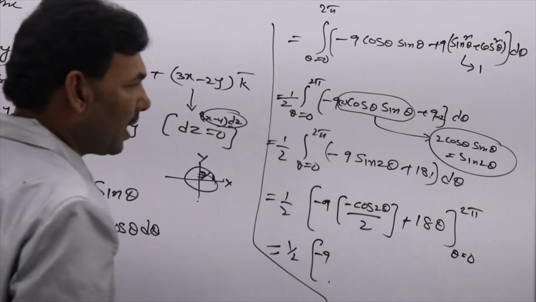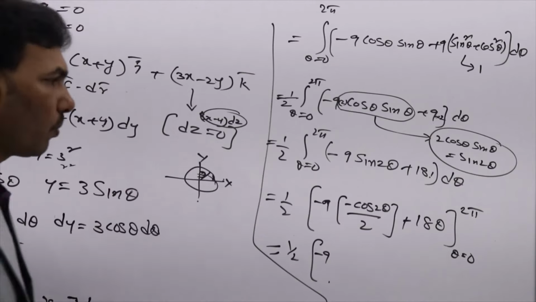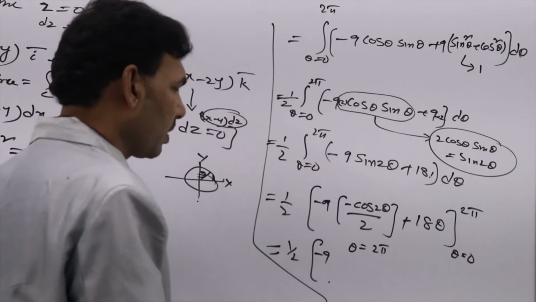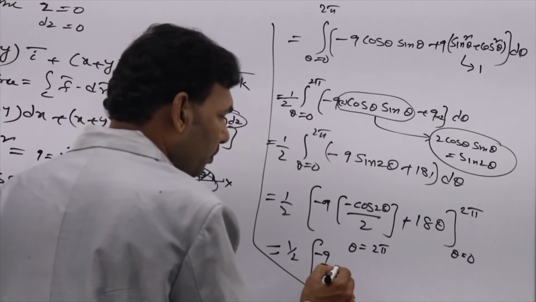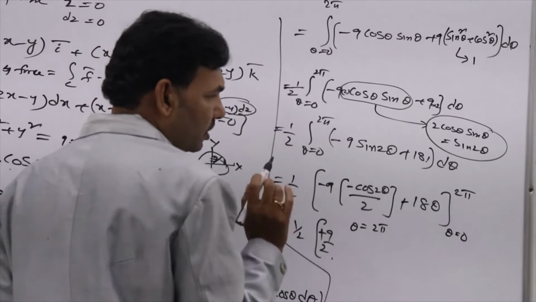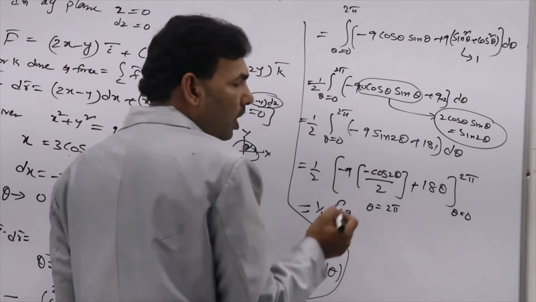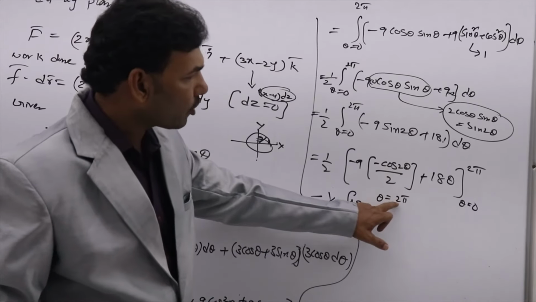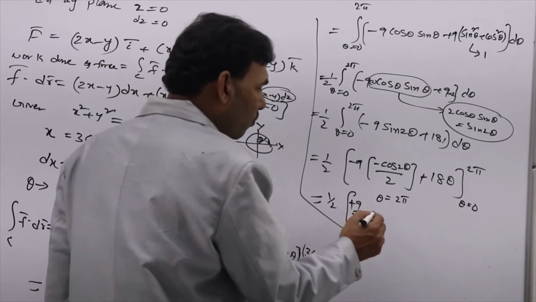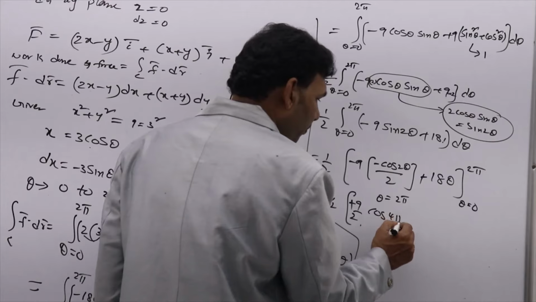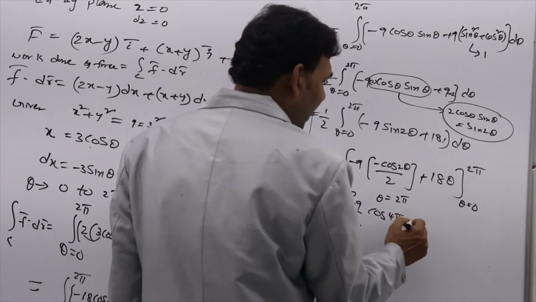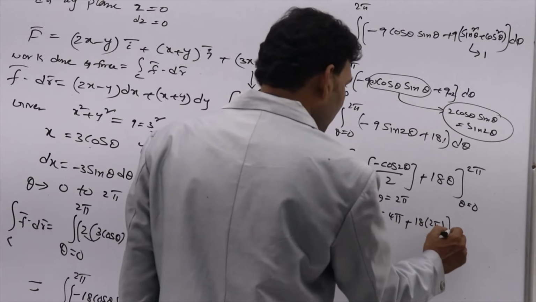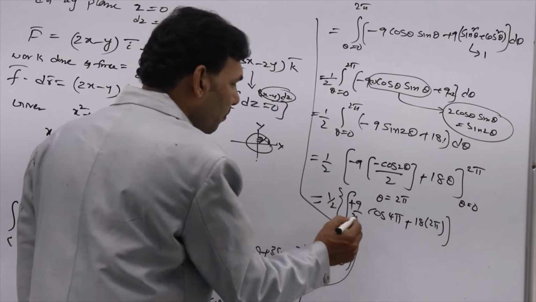We need to write theta as 2 pi first, next 0. If you write in the place of theta 2 pi, minus 9 by 2 into minus, minus into minus becomes plus, so plus 9 by 2 cos 2 theta. I am writing in the place of theta 2 pi: 2 twos are 4, so cos 4 pi. Now write in the place of theta 2 pi in the last term: 18 into 2 pi.